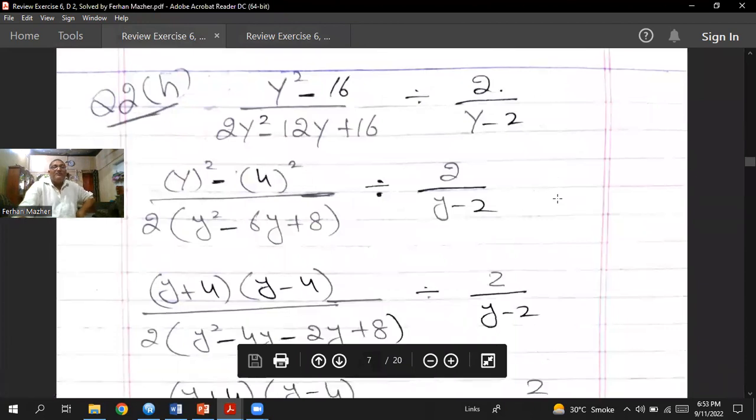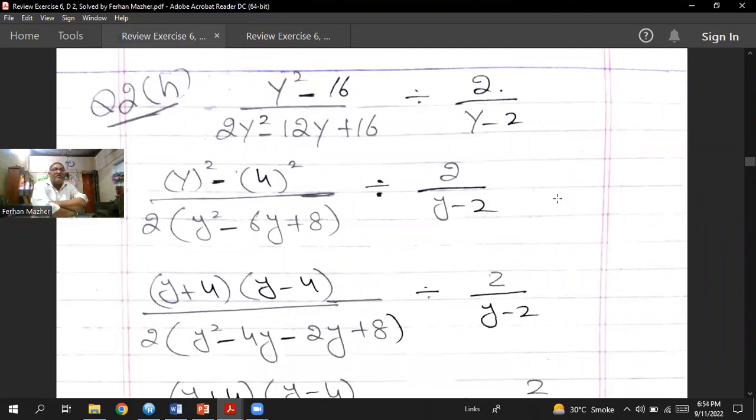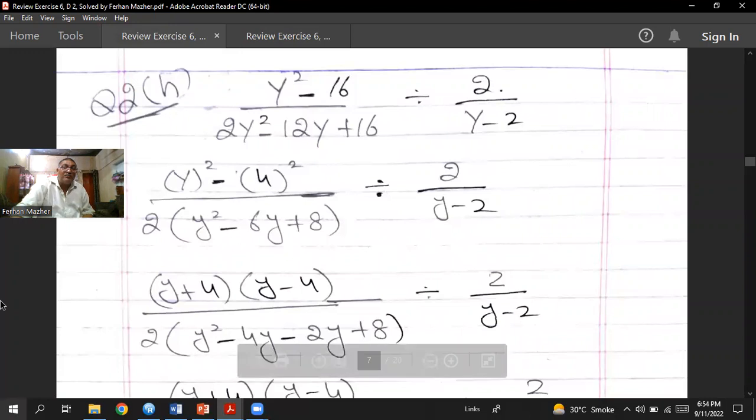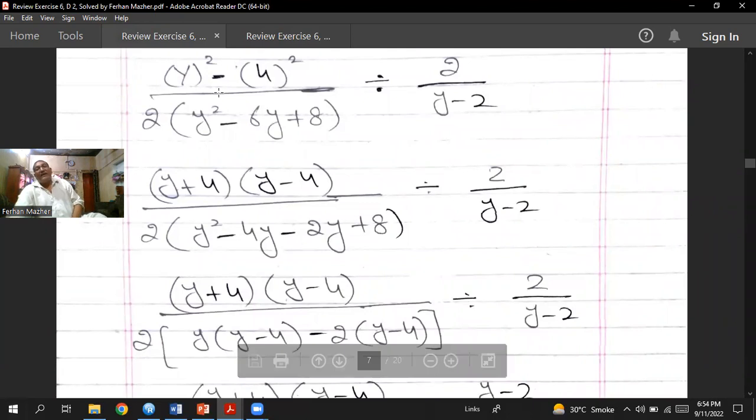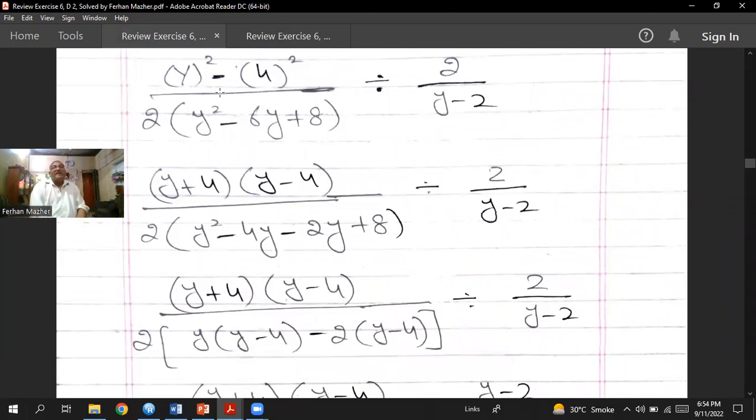Okay. So upstairs you have y square minus 16. 16 is 4 square. So you can write y square minus 4 square. Downstairs I can take 2 common. So in the bracket I will have y square minus 6y plus 8. Then you have divide 2 divided by y minus 2. Okay, because these are two perfect squares and a negative sign between them, you can write them as y plus 4, and in the other bracket I write y minus 4. Downstairs here, this is y square minus 6y plus 8. This 2 will remain as it is.